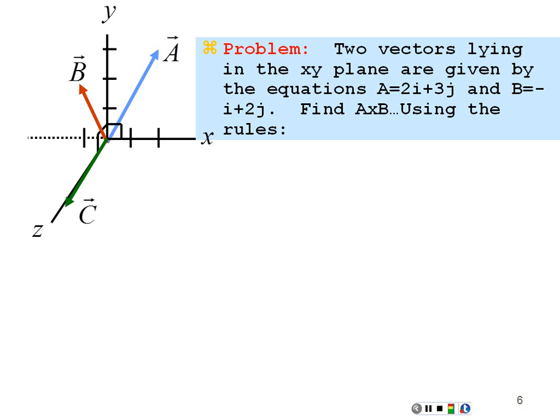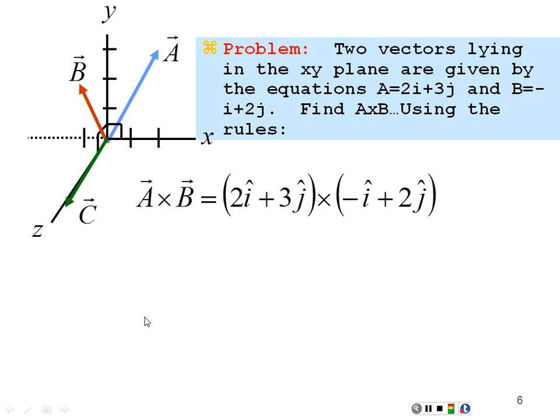Now, right away, since a and b are in the xy plane, if I did my right-hand rule to that, pointing in the direction of a, curling toward b, then I'm pointing in the positive z direction, toward you. So I already know, before I even do this cross product, by the right-hand rule, that my answer is going to be something positive k. It's going to be perpendicular to the plane formed by the first two vectors.